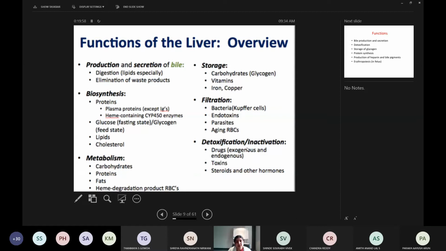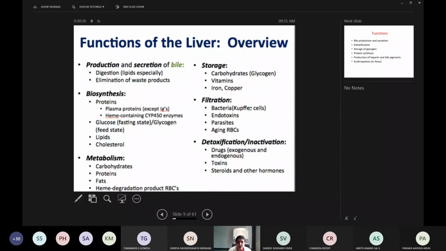So what happens here, any toxic products that are present in the food or in the body will be entering through the portal circulation into the liver, where detoxification occurs, and inactivation of many of the steroids and other hormones will be occurring. So this list seems to be very easy, but the function, if the liver stops inactivation of a few of the hormones, what will happen?